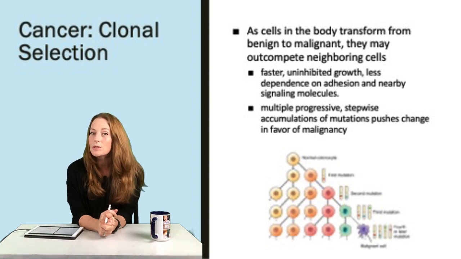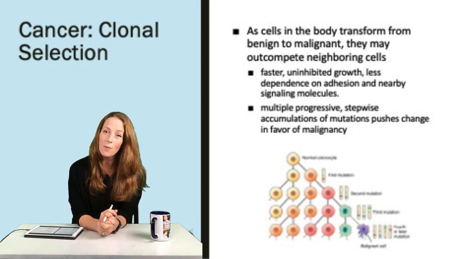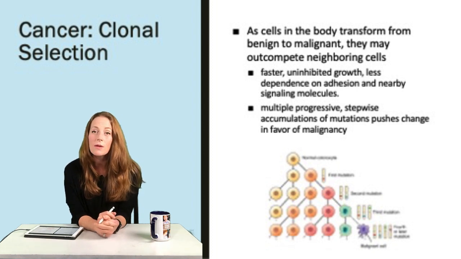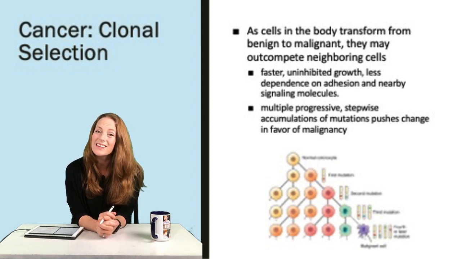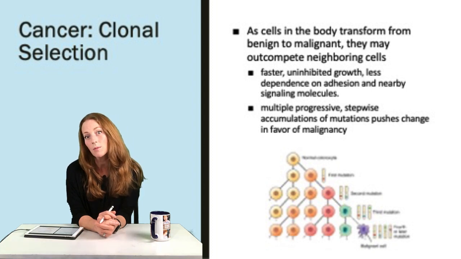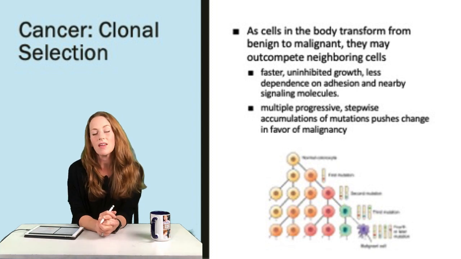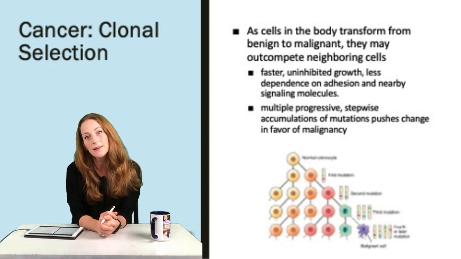This creates multiple progressive and stepwise changes in the cells as they become more and more aggressive. They can have more and more changes because with every cell division cycle, you have the opportunity for more division and more mutation. This pushes changes in favor of malignancy.